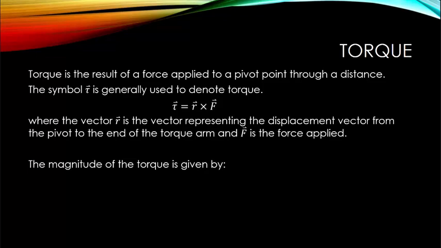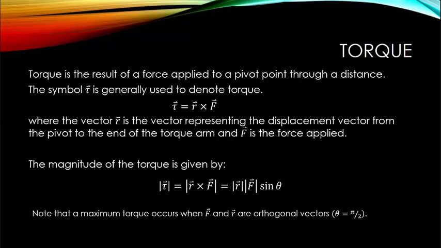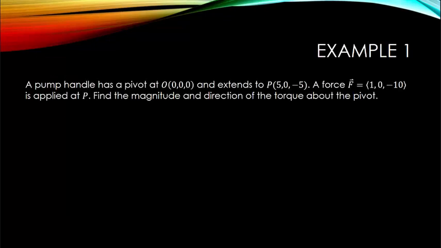The magnitude of the torque is given by the magnitude of the vector tau, which is equal to the magnitude of the cross product of r and F, which is equal to the magnitude of the vector r times the magnitude of the vector F times the sine of theta, where theta is the angle between r and F. Note that there will be a maximum torque when F and r are orthogonal vectors, meaning theta is pi over 2. So let's work an example.